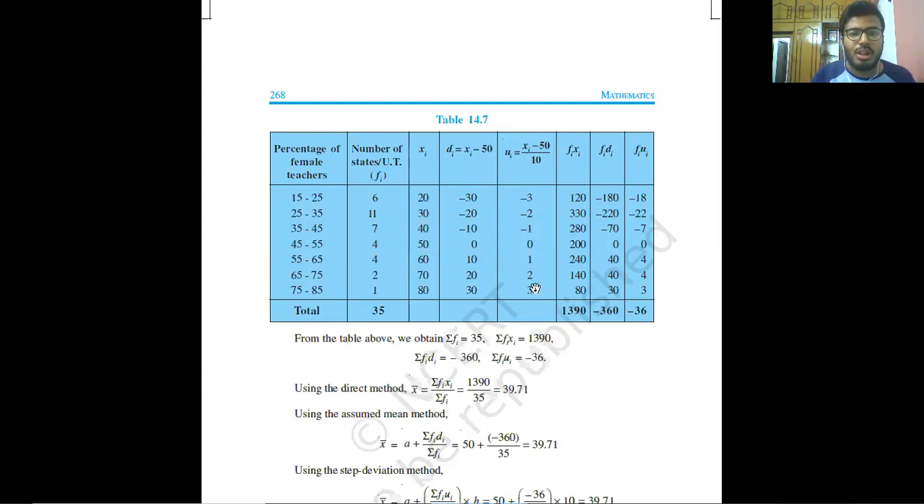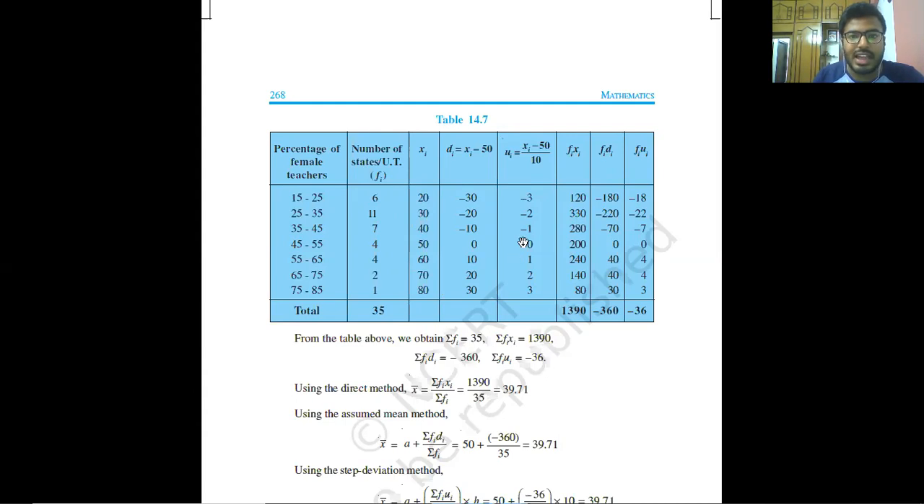Okay, now you got all the tables here for all the three methods. Now for the first method, the direct method, what will it be, fi xi. Now look, fi is here, xi is here. So 6 into 20, how much will it be, 120. 11 into 30, 330. And in this way, you are calculating the fi and xi, and getting the fi xi. Now look here, the total fi xi is how much, 1390. So you are adding all this. x bar using the direct method is sigma fi xi upon sigma fi. So 1390 divided by 35, how much will you get, 39.71. Okay, so that is the direct method.